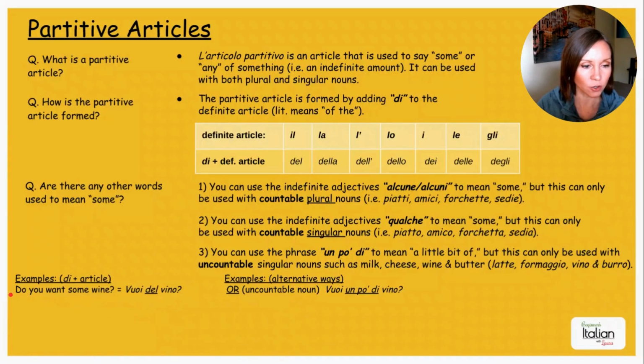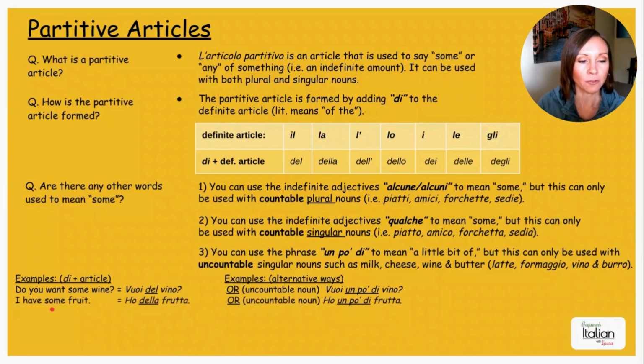So for the first one, do you want some wine? Vuoi del vino? Okay, del vino. Or, because it's an uncountable noun, wine, you can say vuoi un po' di vino? Okay, so we're using number 3 here. I have some fruit. Ho della frutta. Or, because it's an uncountable noun, we could say ho un po' di frutta. Just like up here, un po' di frutta.